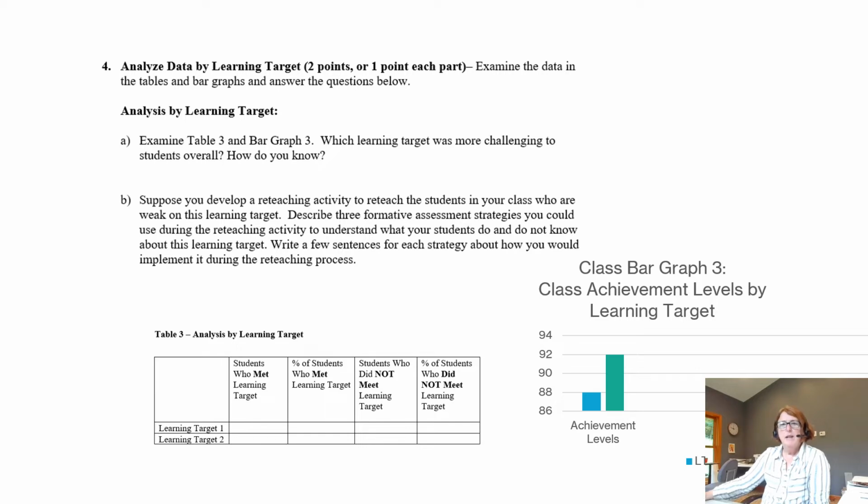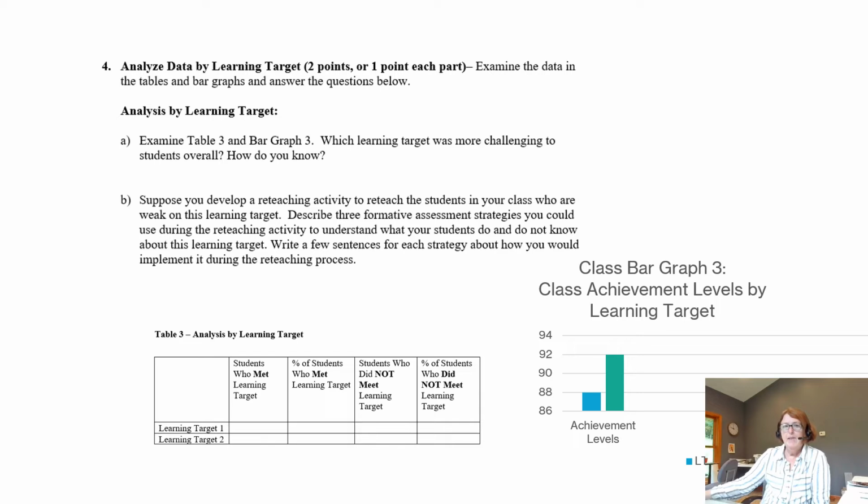So now we go back to one of the graphs that we've just talked about. That's class bar graph 3. You'll remember that's the achievement levels by learning target. And you're going to do a little bit of analysis. Questions A and B here ask you to look at that chart and report out some analysis.